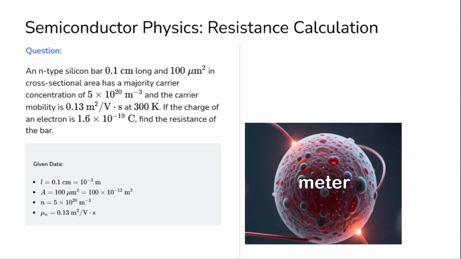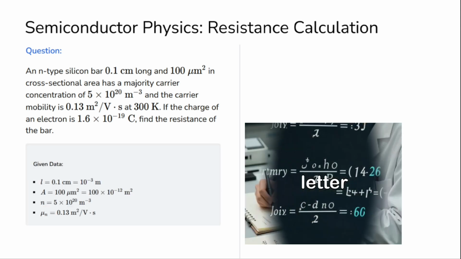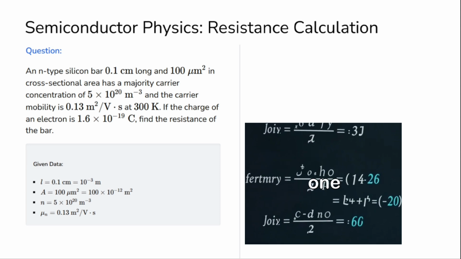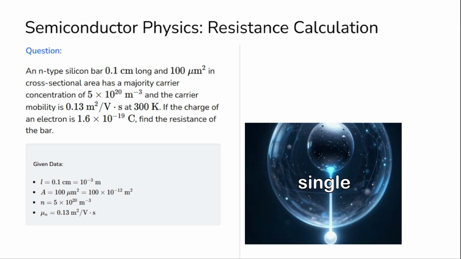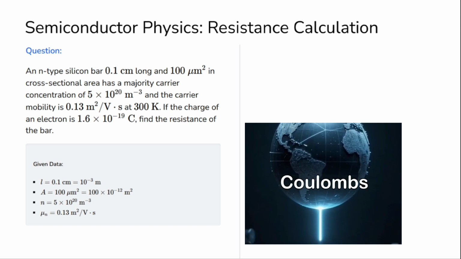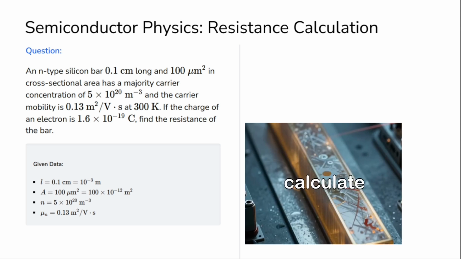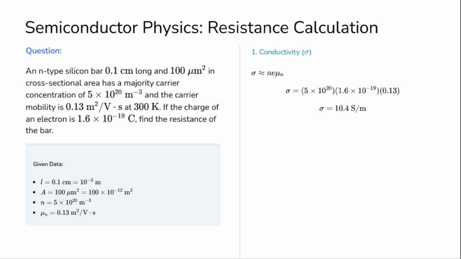per cubic meter. We are also given the electron mobility represented by the Greek letter mu, which is 0.13 meters squared per volt-second. Finally, we know the charge of a single electron is 1.6 times 10 to the power of negative 19 coulombs. Our goal is to calculate the total electrical resistance of this specific silicon bar.